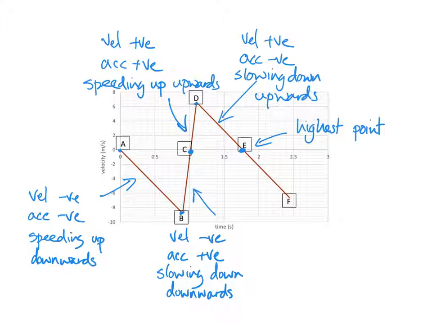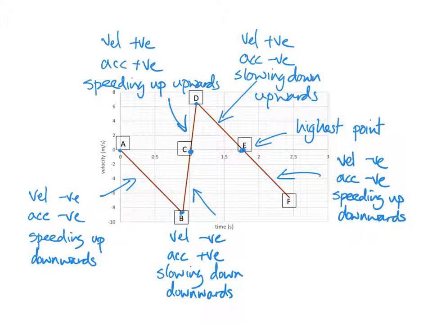So this last section between E and F, we have got negative values of velocity, we're below the axis. The line is sloping down, so the acceleration is negative, i.e. we're back to the first section all over again, basically. It's speeding up downwards, and presumably F would hit the ground again, and this whole process could repeat.